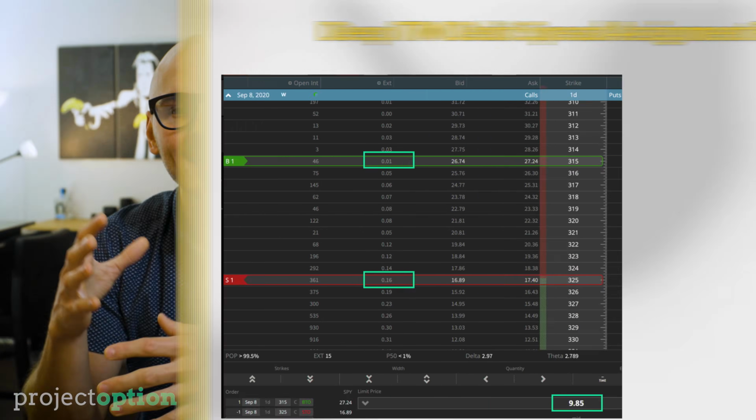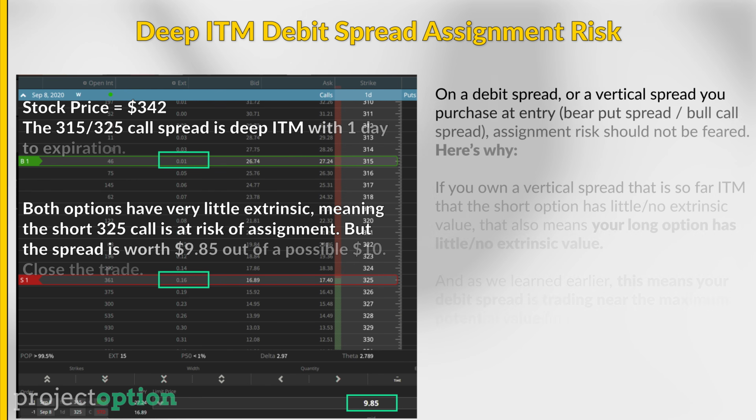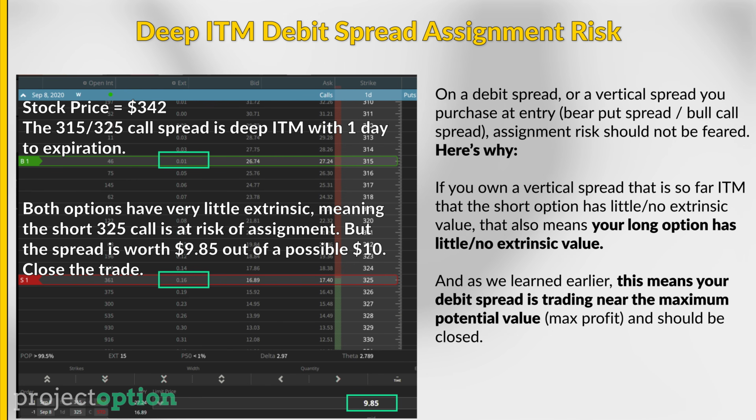But in the case of buying a call spread or buying a put spread, if the spread is so deep in the money that the short option has very little extrinsic value, that also means that the long option that you own also has very little extrinsic value, and for that reason, the spread is probably trading for very close to its maximum potential value, and you should be closing it anyways.